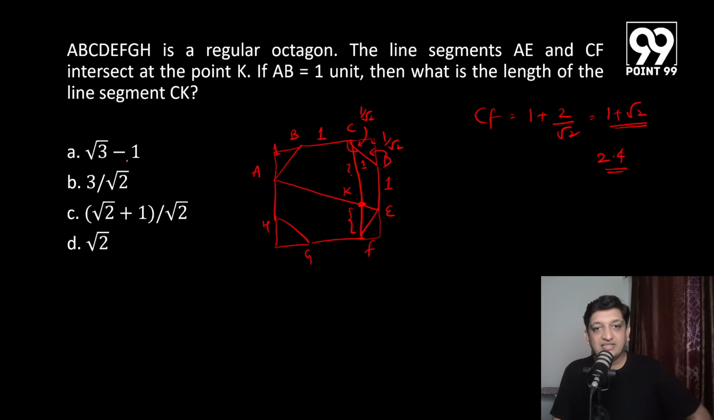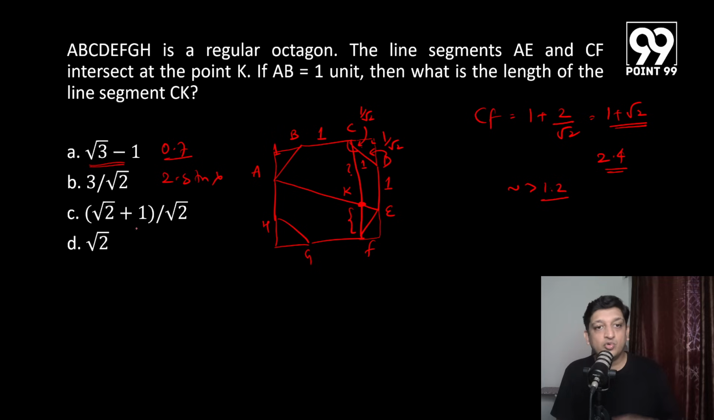But if you look at this particular set of options that we have, we want to find CK, so it will be slightly more than half. That is what we are looking at. So it will be slightly greater than 1.2, because if you look at the diagram, you will see that CK is greater than KF. Now, if you look at the options, 1.732 minus 1 is 0.7, doesn't work. 3 upon root 2, 3 upon 1.4 will be 2 point something. This will definitely not work.